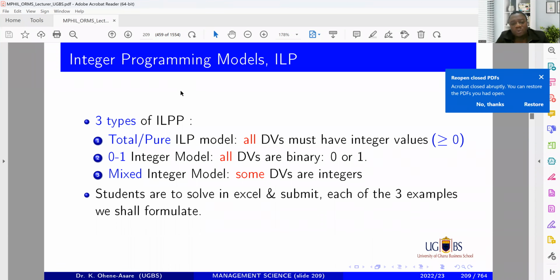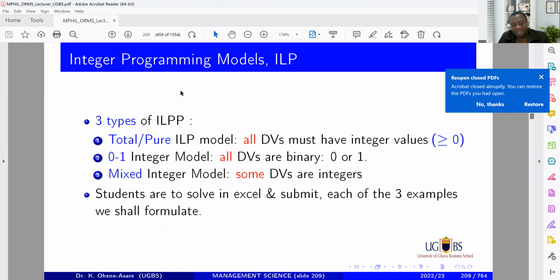And then you can have a situation where all the decision variables are binary. For example, you have to set up a certain company, and the classification is in such a way that you either set it up or you don't set it up. The probability that a customer is going to default on the loan: either the customer defaults or does not default. So when you have a situation like that, that is a binary integer problem.